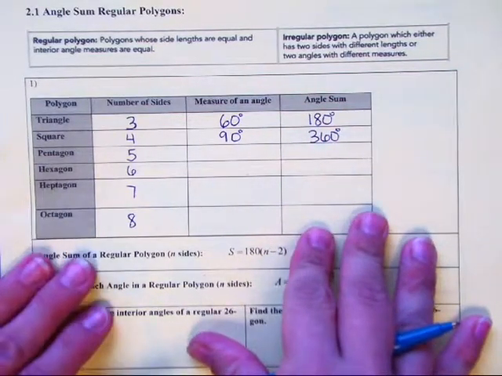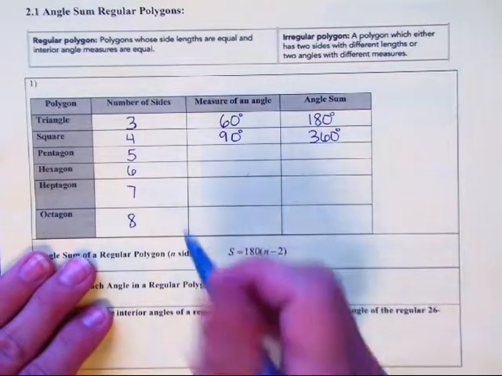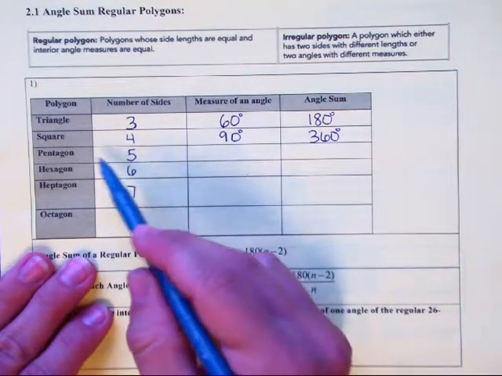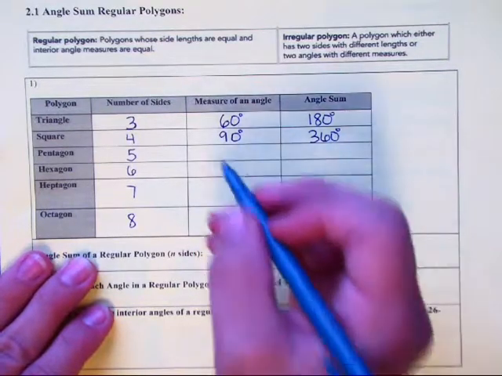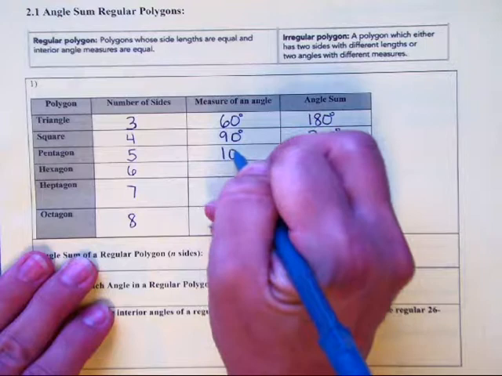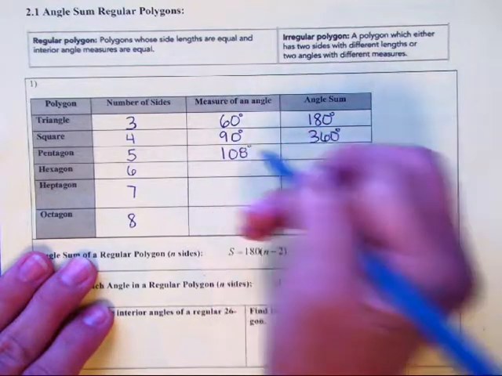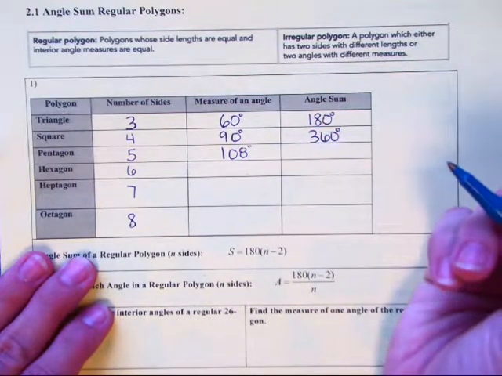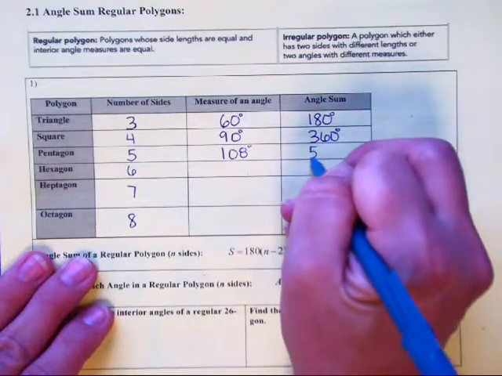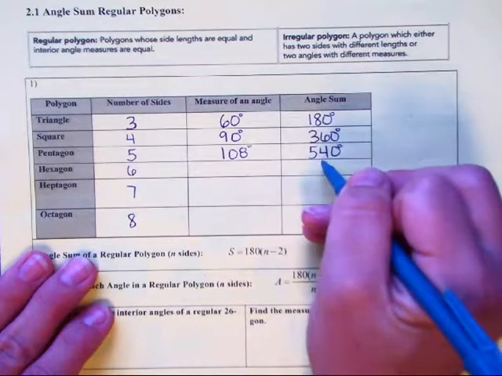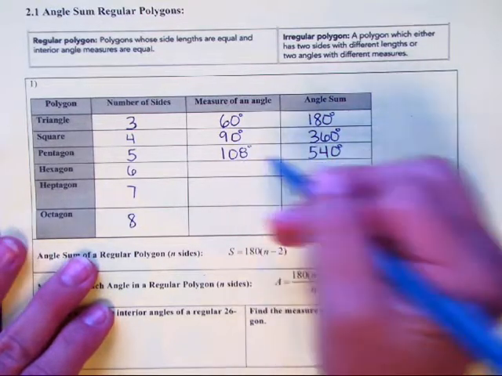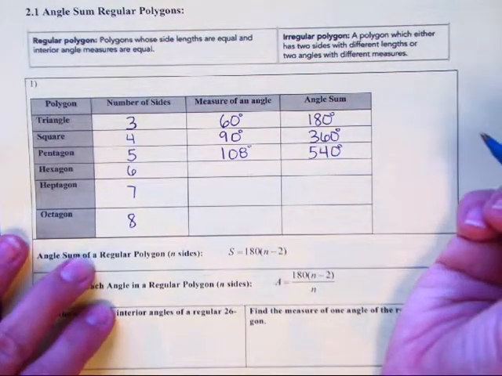Now with a pentagon, you're probably not very familiar with it, but if all 5 sides are the same, if we were to measure each angle, they would actually be 108 degrees. And the angle sum, if I have 5 of those and I add them up, is going to be 540 degrees. So that could be 108 times 5, or 108 5 times would make that answer.